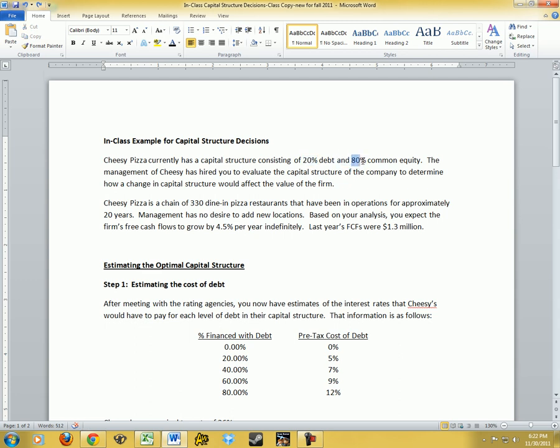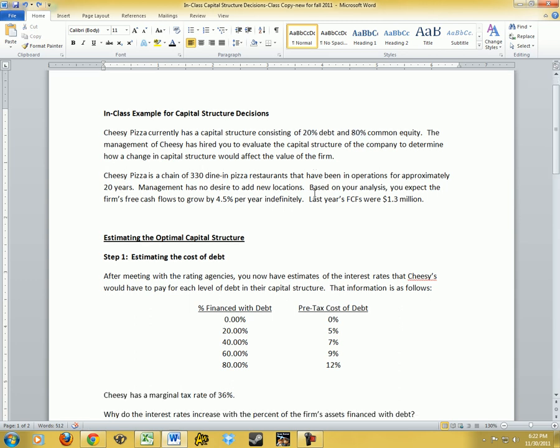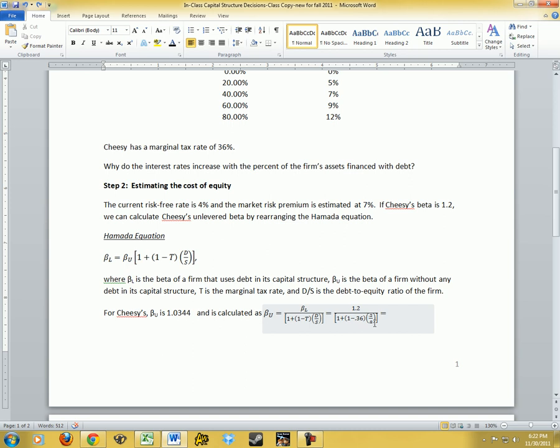The numerator and the denominator in the debt to equity ratio, again, this isn't the debt ratio, this is the debt to equity ratio. The numerator and denominator always have to equal 1. So 0.2 plus 0.8 is equal to 1. You go through and calculate this, you get an unlevered beta of 1.0344. So you go through and work this calculation.